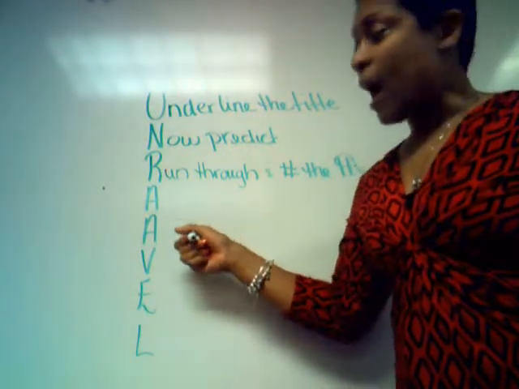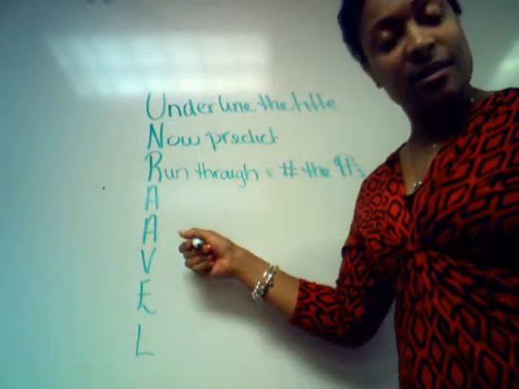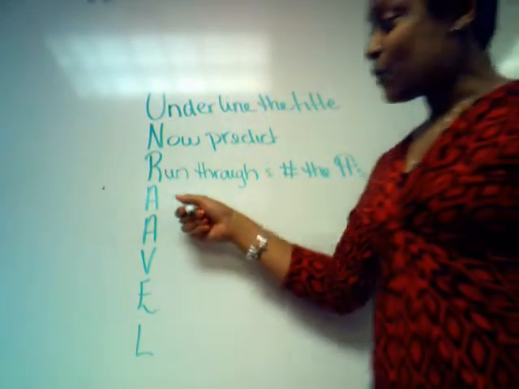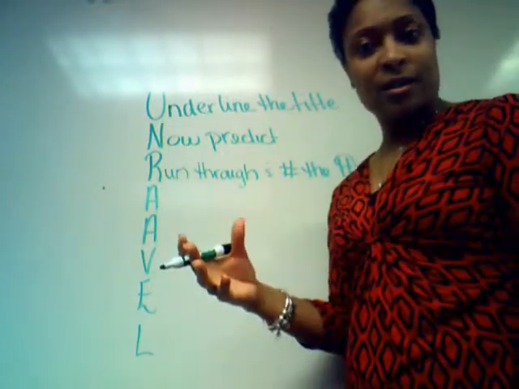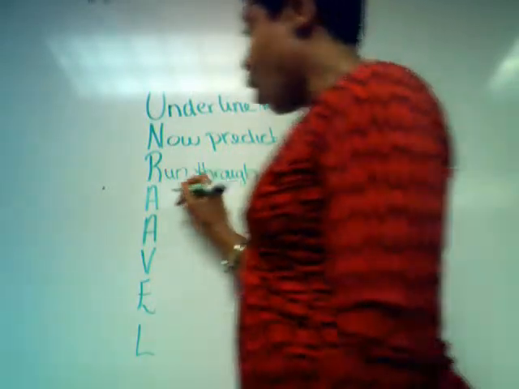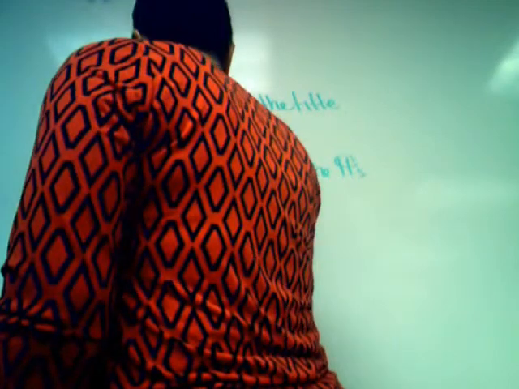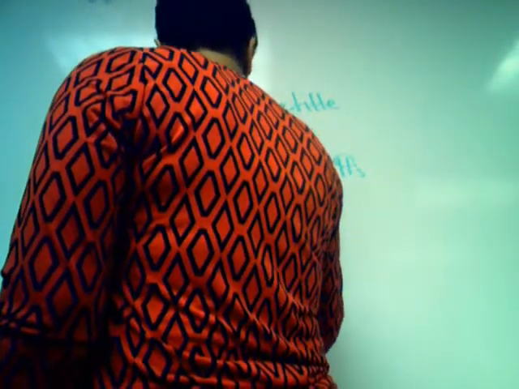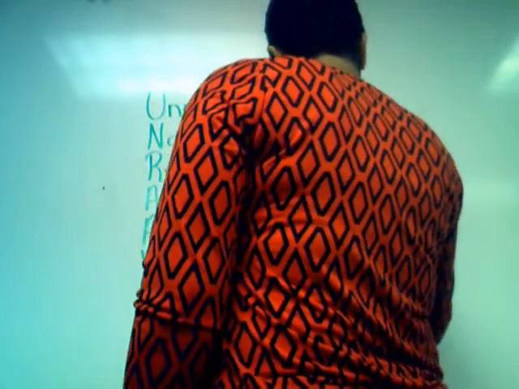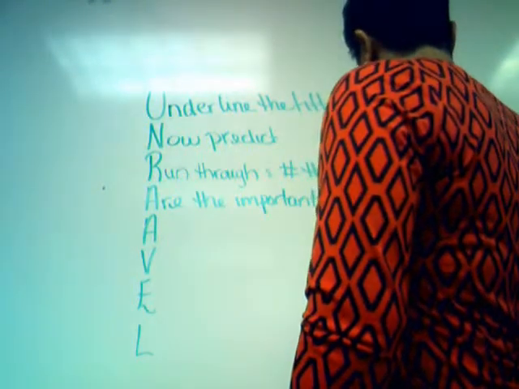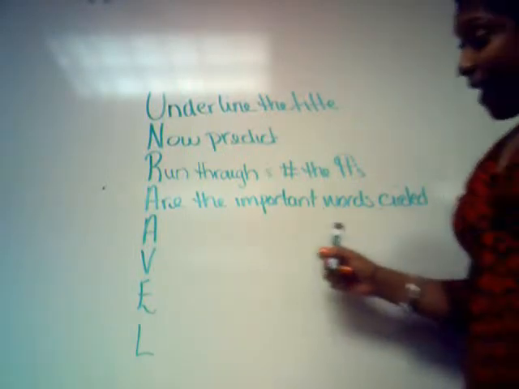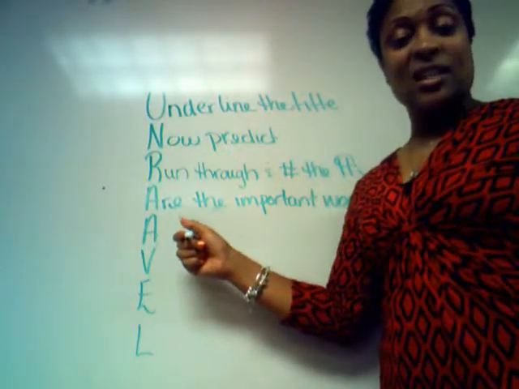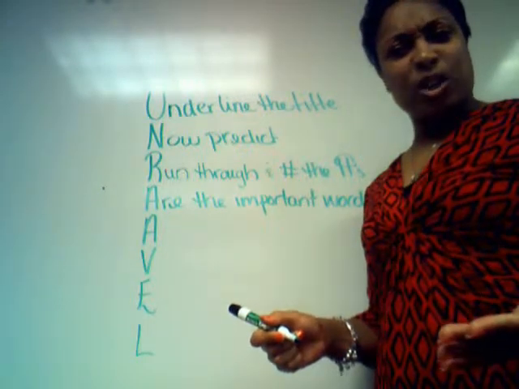After that, we get to our double A. Yes, Unravel has two A's. The first A stands for, are the important words underlined or circled? Are they circled? And our next A stands for, are you reading the questions?